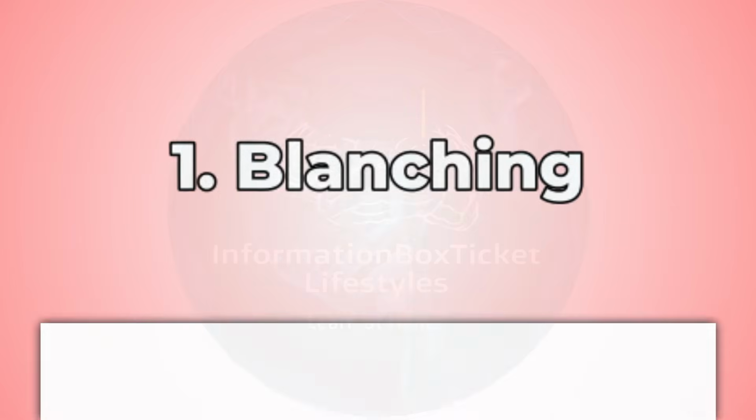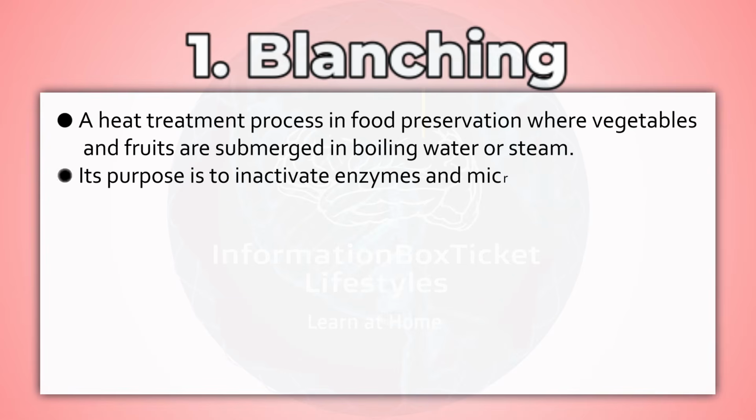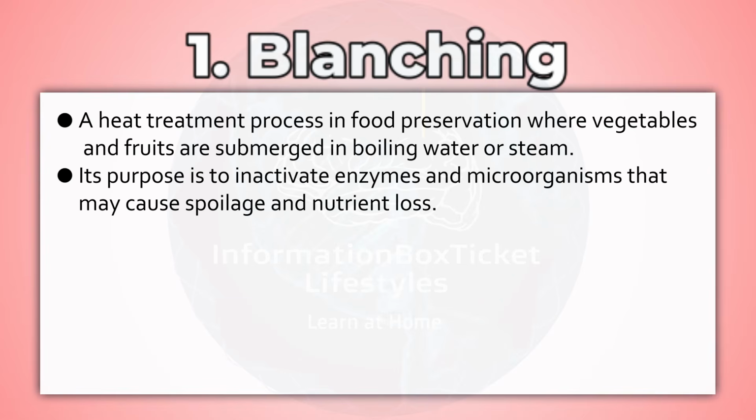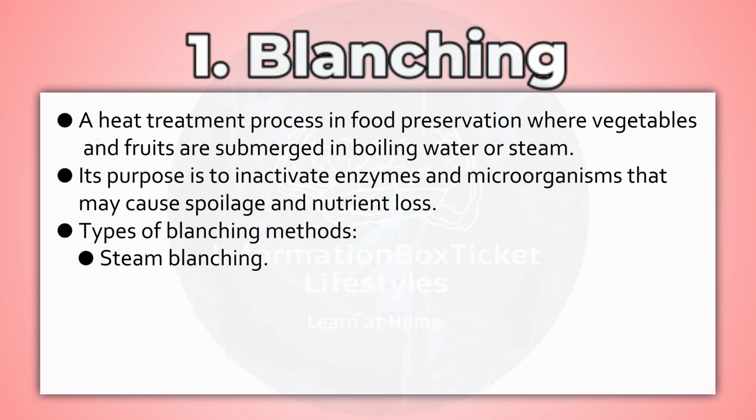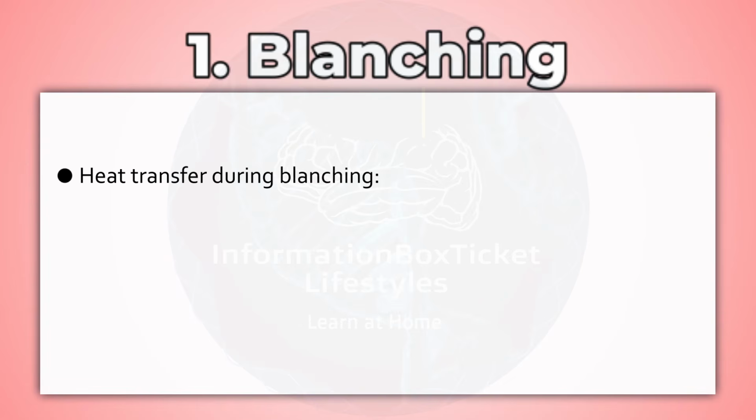First, blanching, a heat treatment process in food preservation where vegetables and fruits are submerged in boiling water or steam. Its purpose is to inactivate enzymes and microorganisms that may cause spoilage and nutrient loss. Types of blanching methods: steam blanching, water blanching, microwave blanching, ohmic blanching. Blanching is mostly used as a pre-treatment before other preservation techniques such as canning, freezing, drying, and various non-thermal techniques.